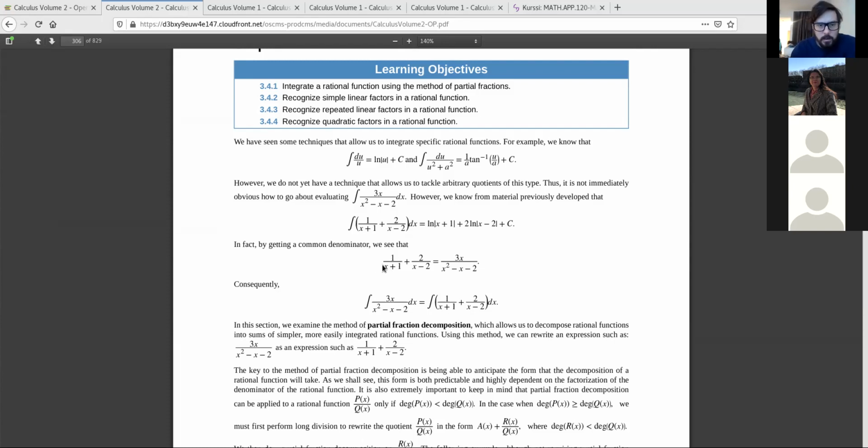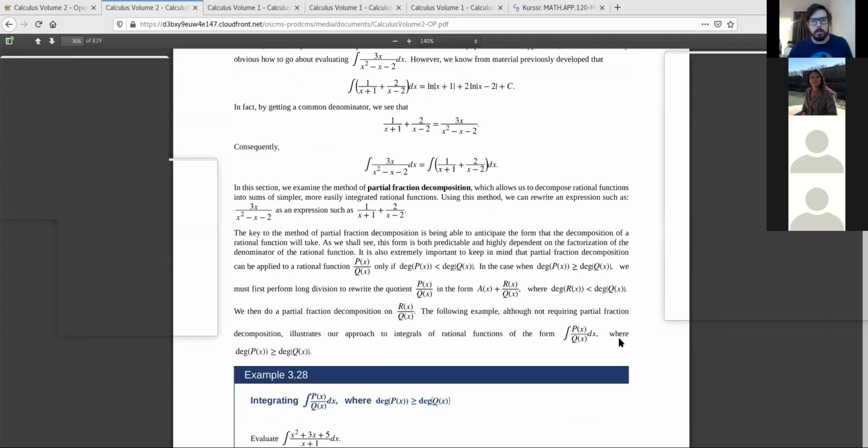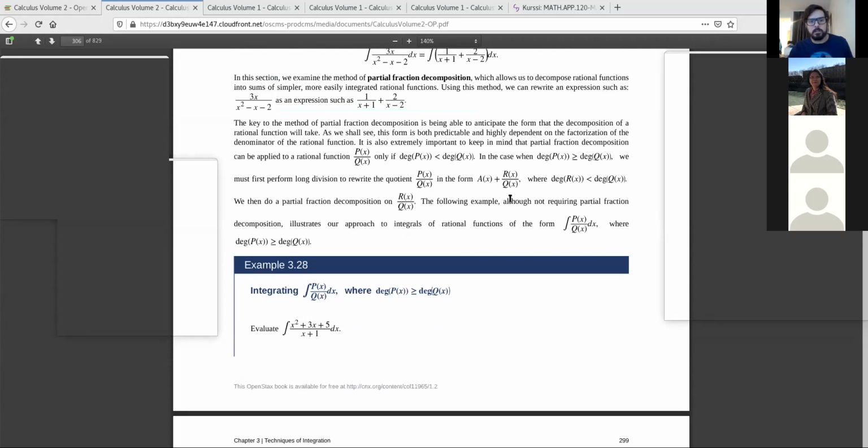If you find the common denominator of these, this is simply a refactorization of that, and then you can integrate this and integrate that. I'm not going to do this partial fraction decomposition all that much. Here's a technique that you can discuss.